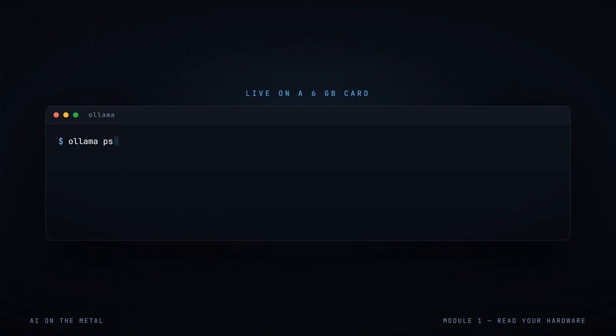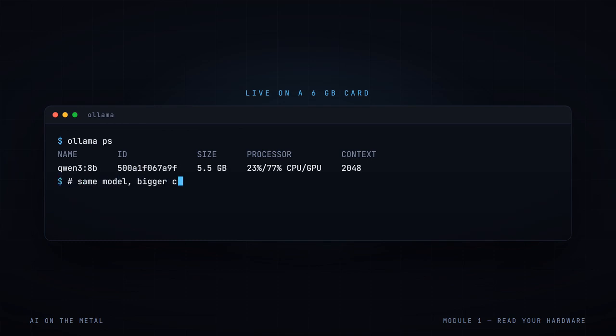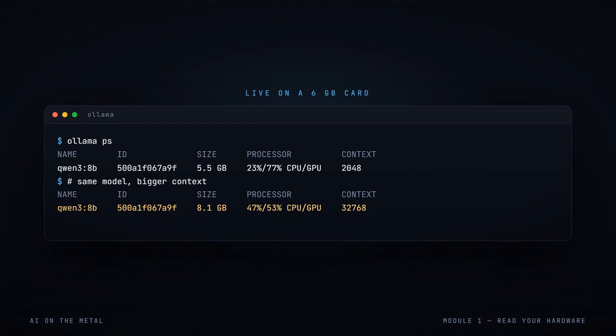Here it is loaded with a small context, 5.5 gigabytes, and about a quarter of it is on the processor instead of the card. Now the same model asked to hold a longer conversation, 8.1 gigabytes, and now nearly half of it is off the card. And the speed, 15 tokens a second, became 7. Nothing broke, nothing errored, it just quietly got worse.